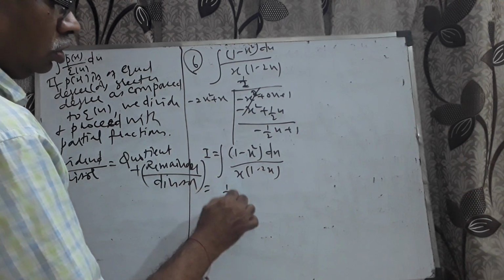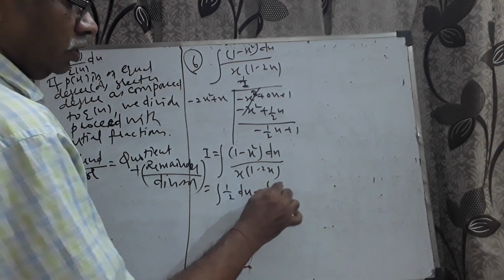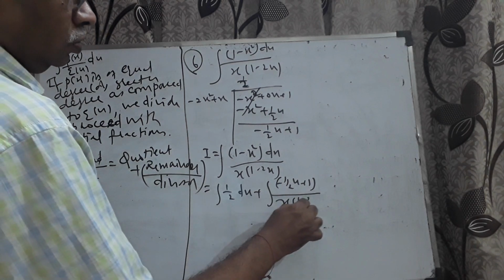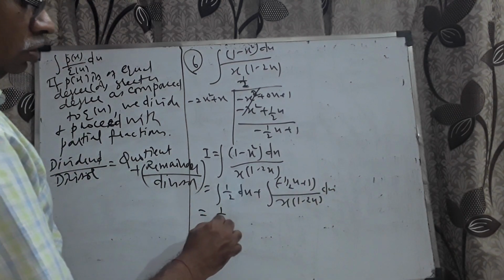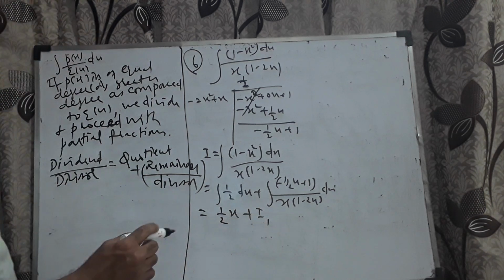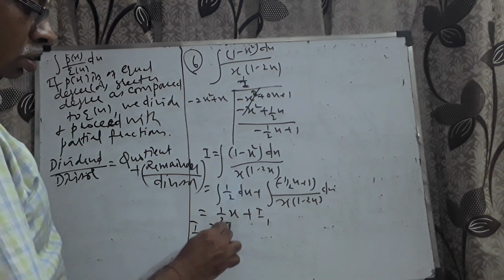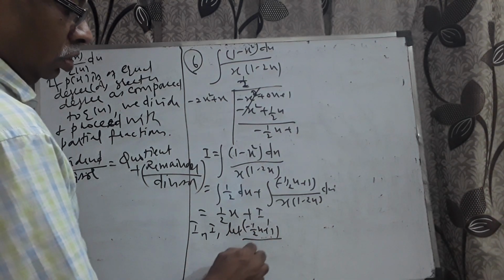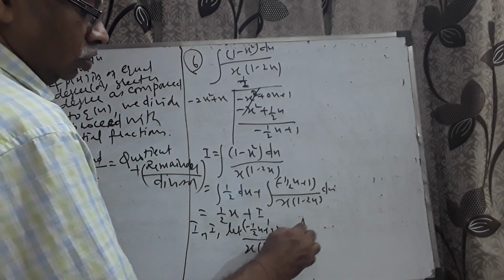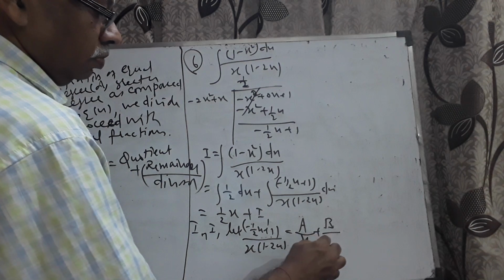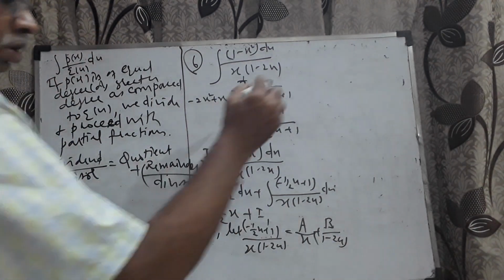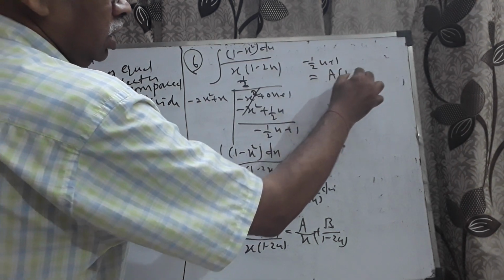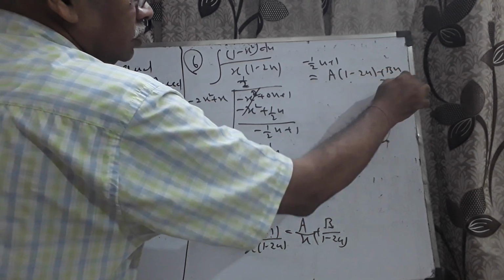I will be equal to half integral dx plus integral (minus half x plus 1) divided by x into (1 minus 2x) dx. I call it half x plus I1. In I1, let (minus half x plus 1) by x into (1 minus 2x) be equal to a by x plus b by (1 minus 2x). Now therefore minus half x plus 1 will be equal to a into (1 minus 2x) plus bx.